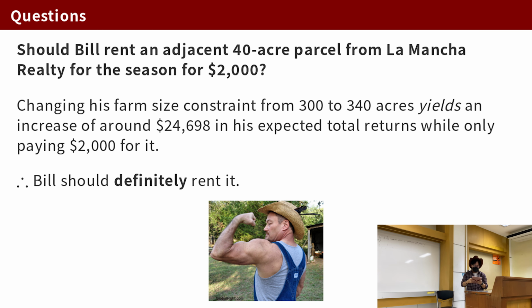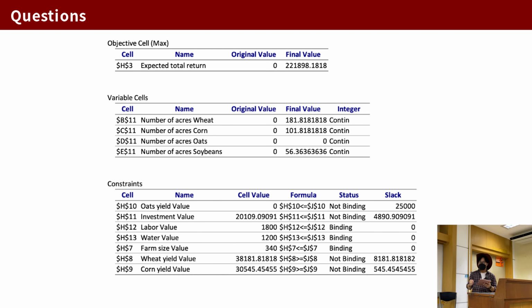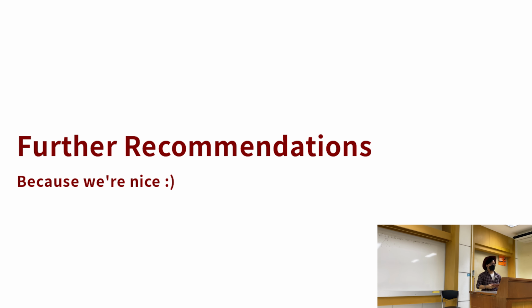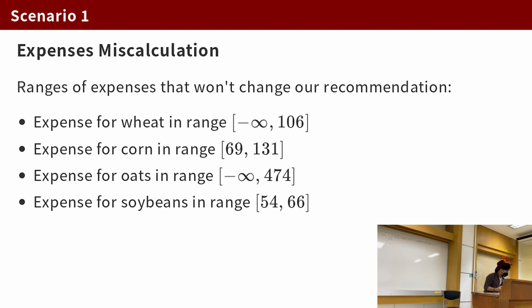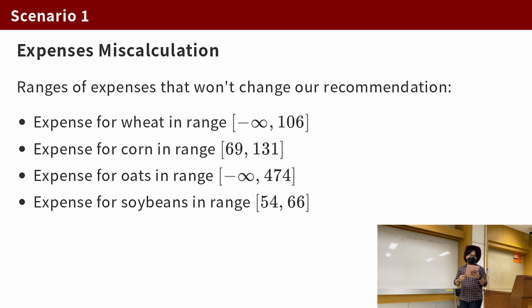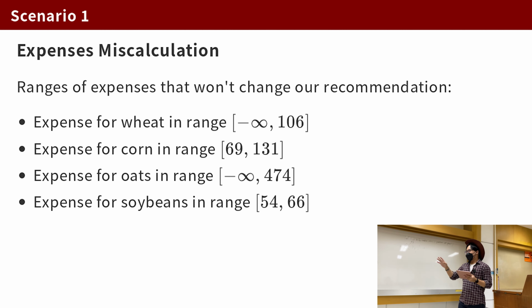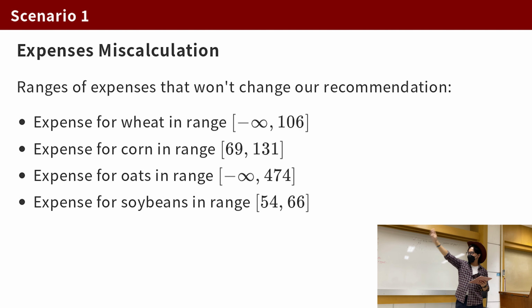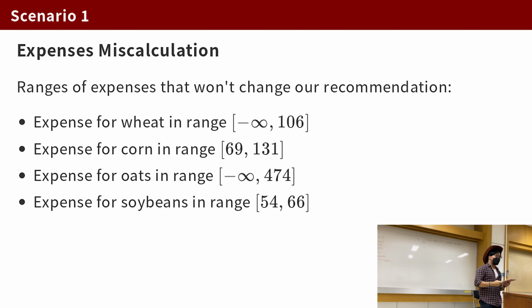Anyway, the next thing, this is the answer report from the solving. And because we're very nice, we're going to give him some more recommendations. The first thing is that maybe Bill miscalculated something. As long as the ranges of expenses that he calculated are within these ranges, then he doesn't have to come back to us, which is always the best case scenario.